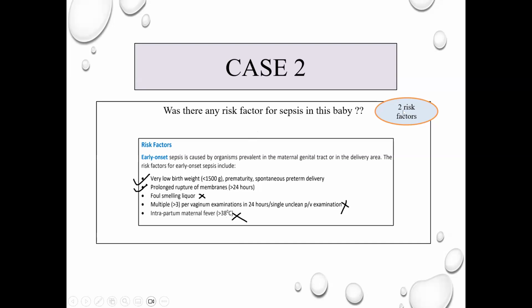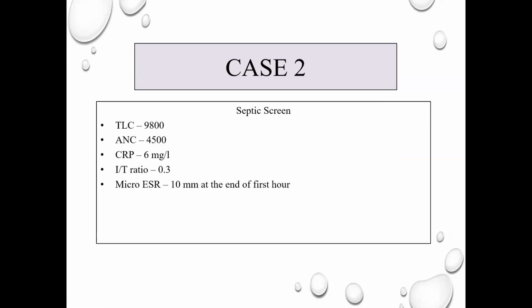Of these, there were 2 risk factors present. The baby was very low birth weight preterm, and there was prolonged rupture of membranes also. So that is why a screen was sent. Now look at the screen. What do you interpret of the screen? Is it positive or negative? What was told in the first part of the talk? When is the screen called positive? When there are more than 2 positive parameters. So is this screen positive or negative?